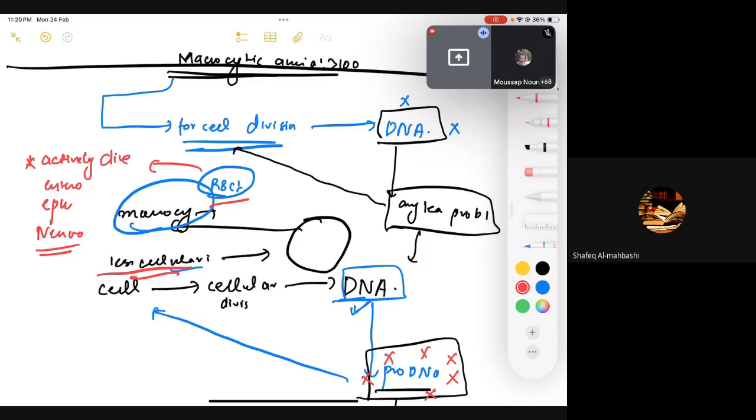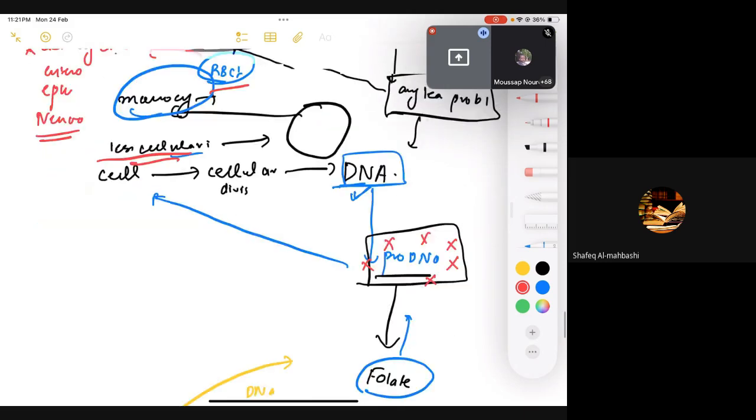Similarly, epithelial cells are also actively dividing cells. They also need the activity of DNA, right? So any problem leading to defective DNA and less division further leads to big enterocytes, or big epithelial cells. Is that clear?